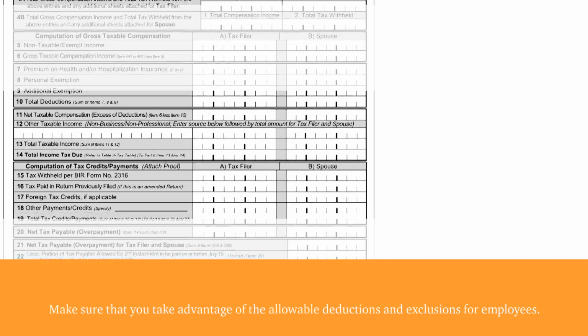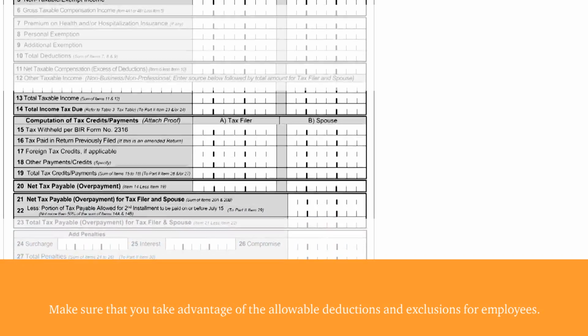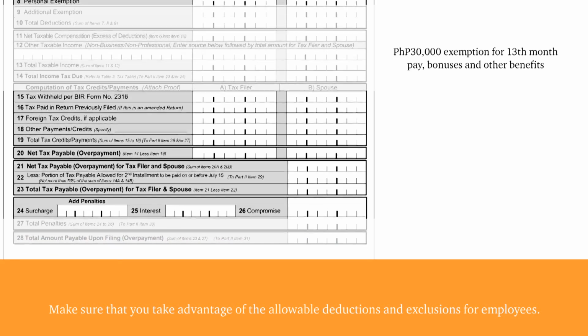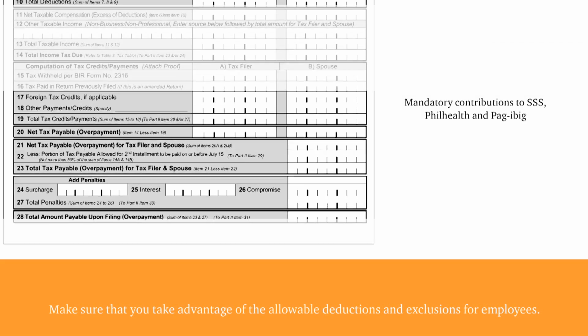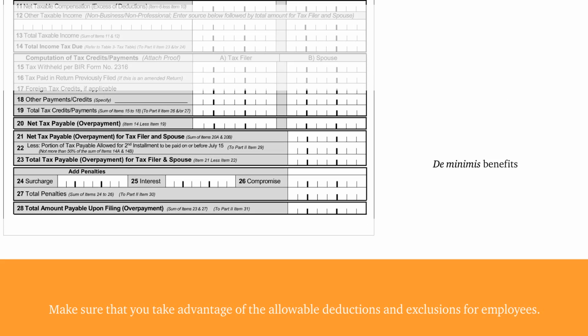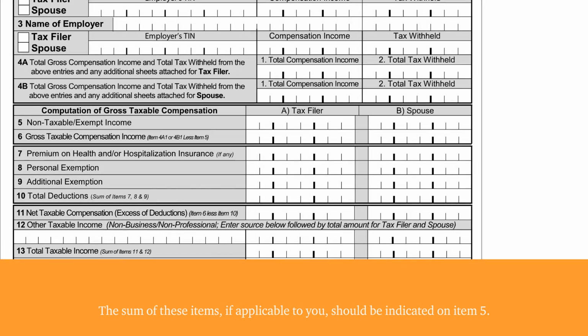Make sure that you take advantage of the allowable deductions and exclusions for employees, such as the following: 30,000 pesos exemption for 13th month pay, bonuses, and other benefits. Mandatory contributions to SSS, PhilHealth, and Pag-ibig. De minimis benefits. The sum of these items, if applicable to you, should be indicated on item 5.